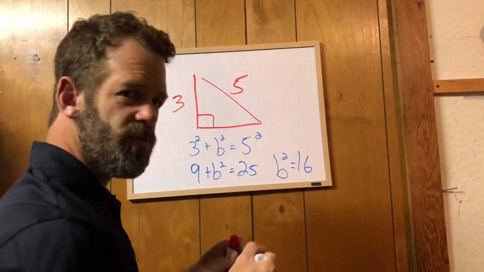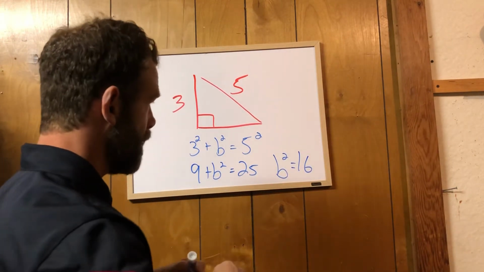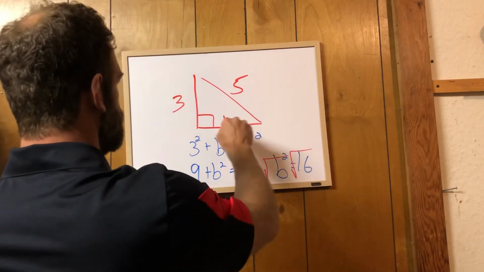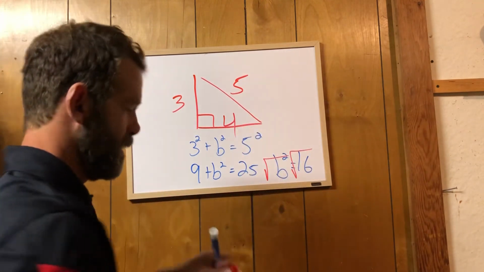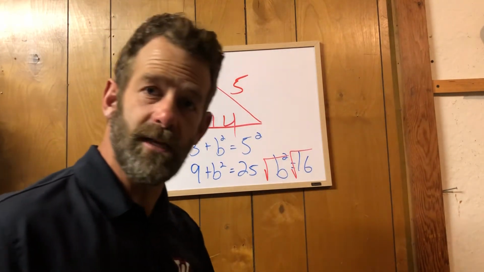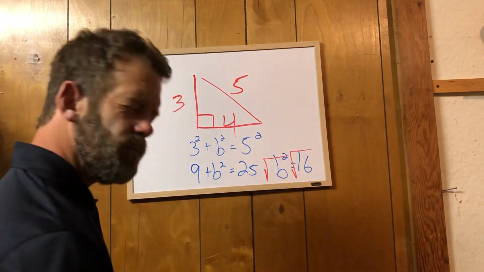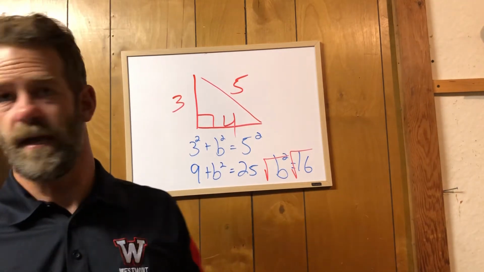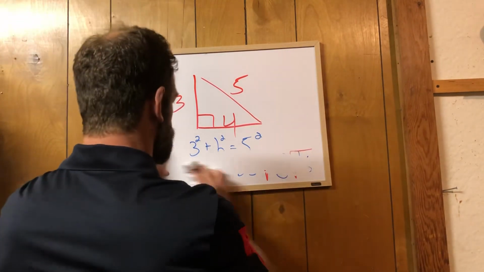And then from Math 1, how do you get rid of a square? You square root it. Giving you this side to be the square root of 16, which is 4. That's the Pythagorean theorem. You should have covered that a good amount in IM2. But anyways, whenever you see the words right triangle, it means the angle right there is 90 degrees.